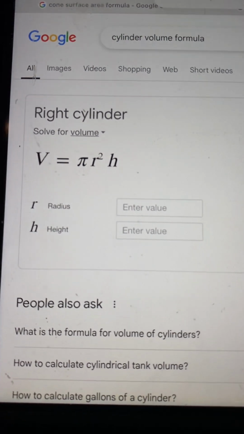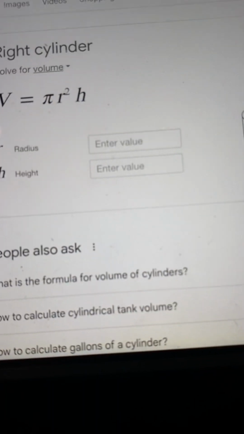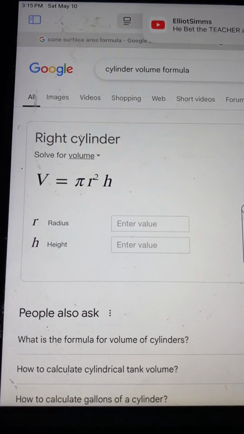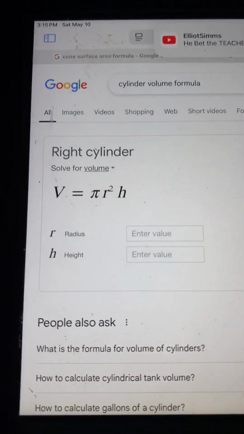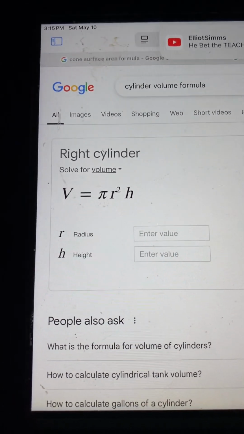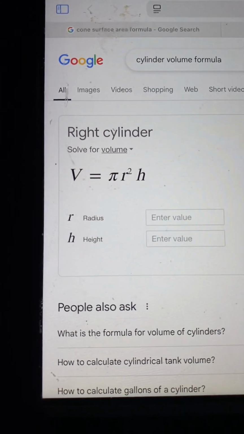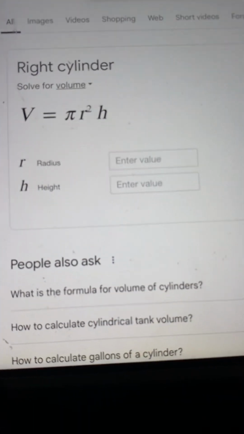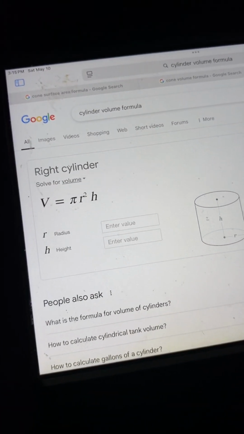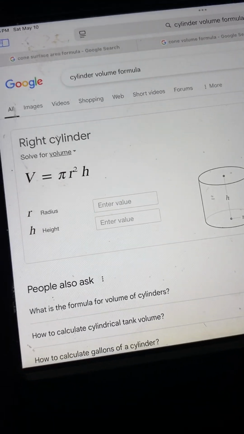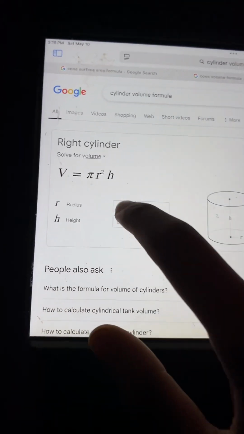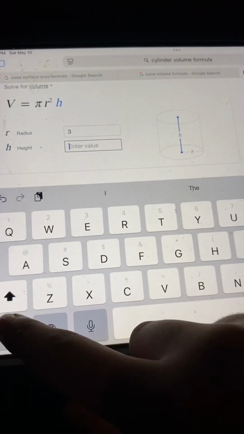It only contains pi, r squared, and h. That's all it contains. So the volume of a cylinder is pi r squared times h. So basically, you have to multiply pi by r squared and then multiply that by h. So let's substitute some numbers for finding the volume of a cylinder. Let's say that the radius is 3 and the height is 7.